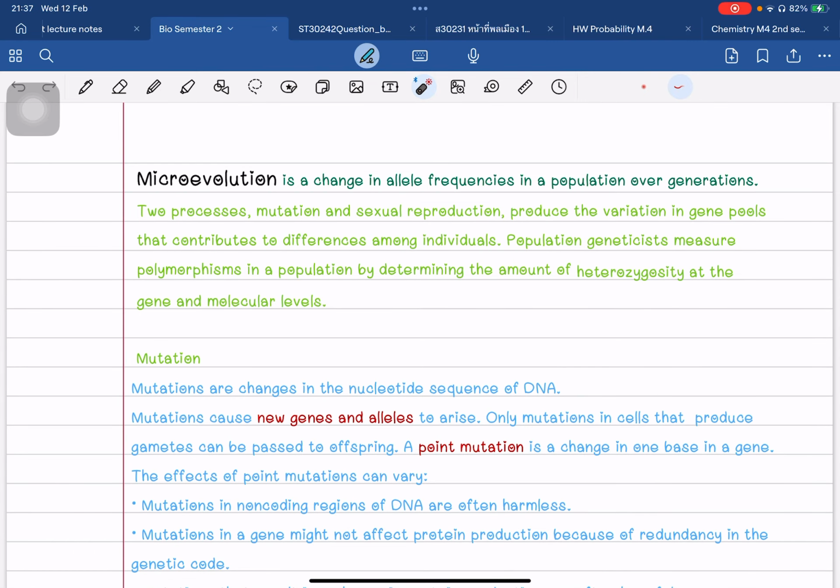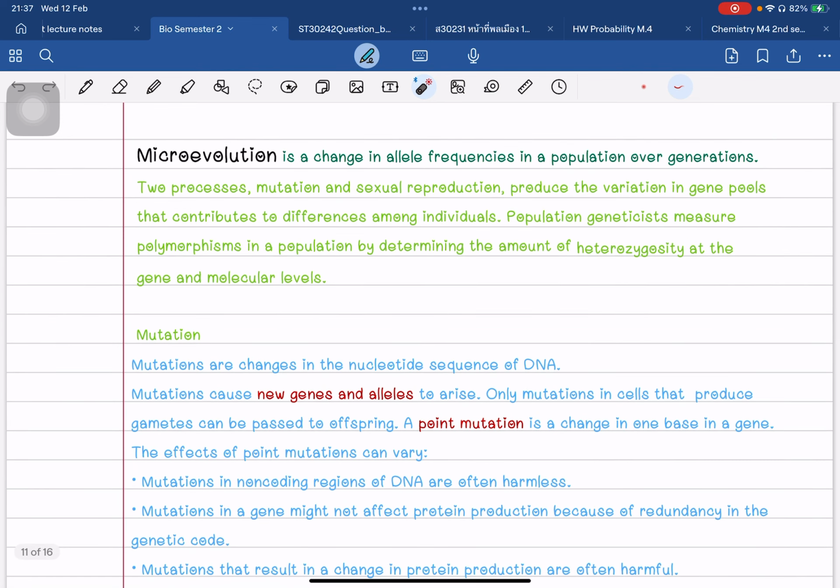Next, we're going to talk about microevolution. It is the change in the allele frequencies in populations over generations. Mutation processes and sexual reproduction produce variations in gene pools that contribute to differences among individuals. Population geneticists measure polymorphisms in a population by determining the amount of heterozygotes at the gene and molecular levels.